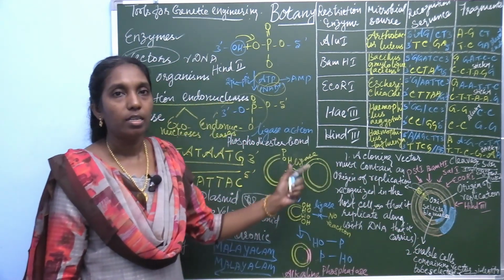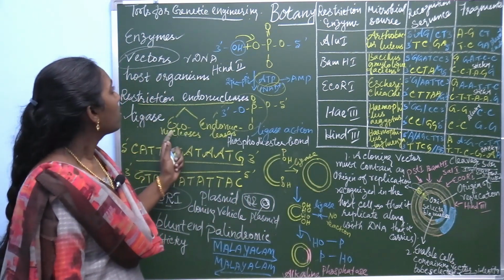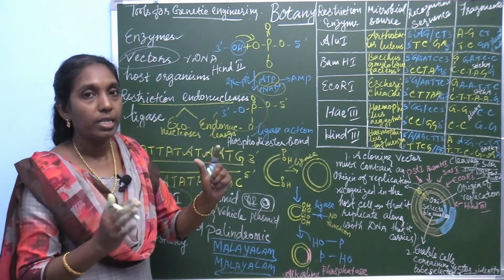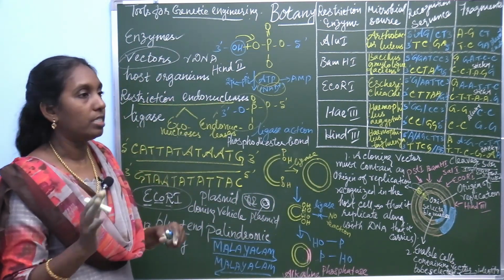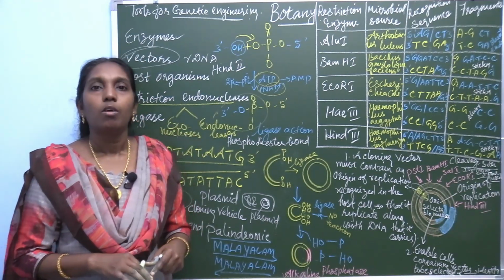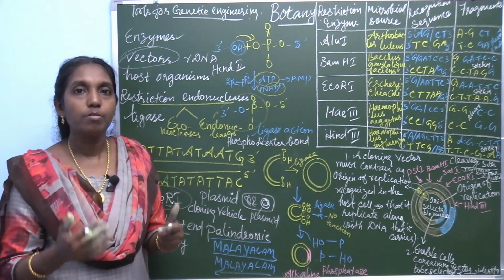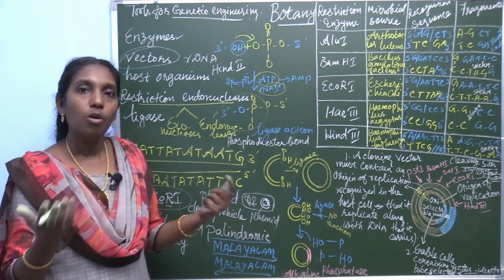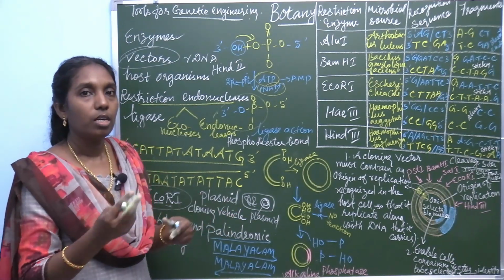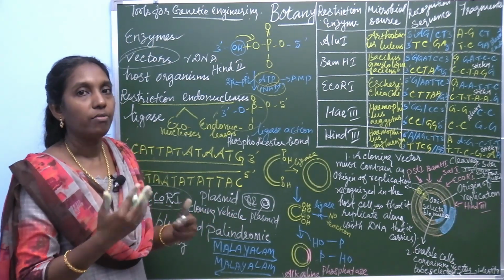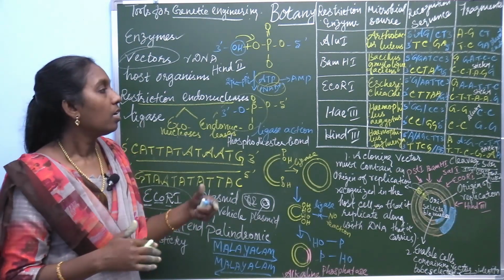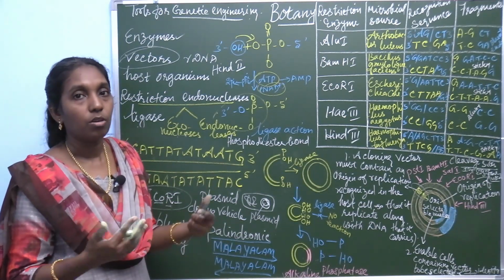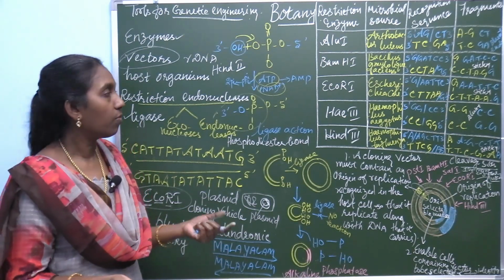So, once again recall what you learned today. Today's topic is tools for genetic engineering. What are the tools? Enzymes, vectors and host organism. Today you learned only two topics, enzymes and vectors. Next class you are going to learn the different types of vectors.